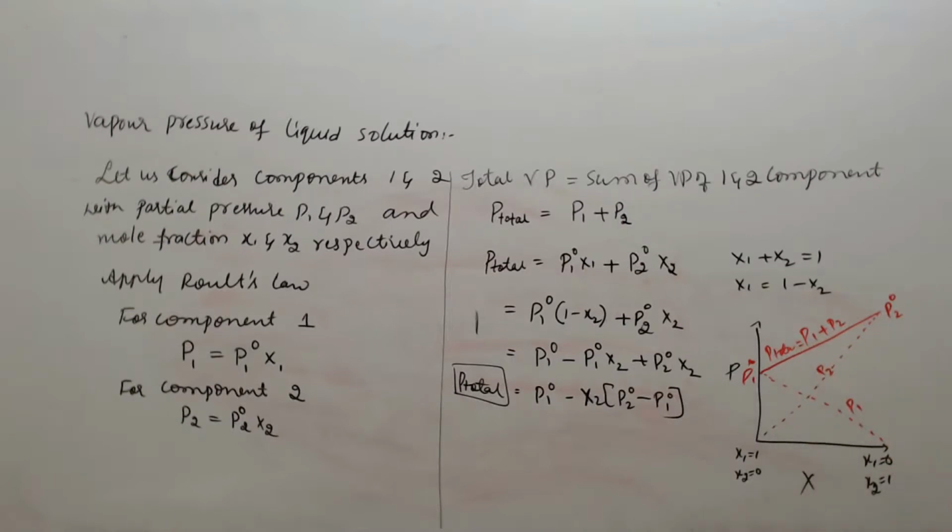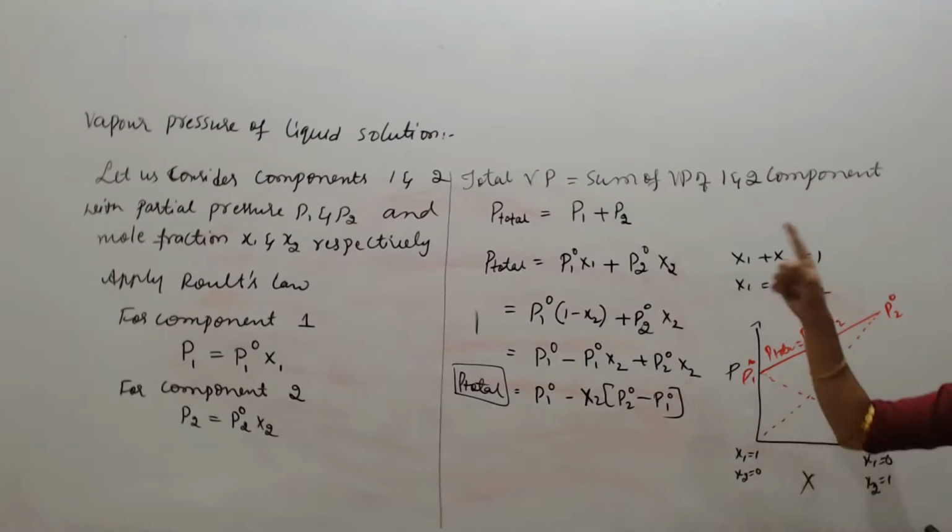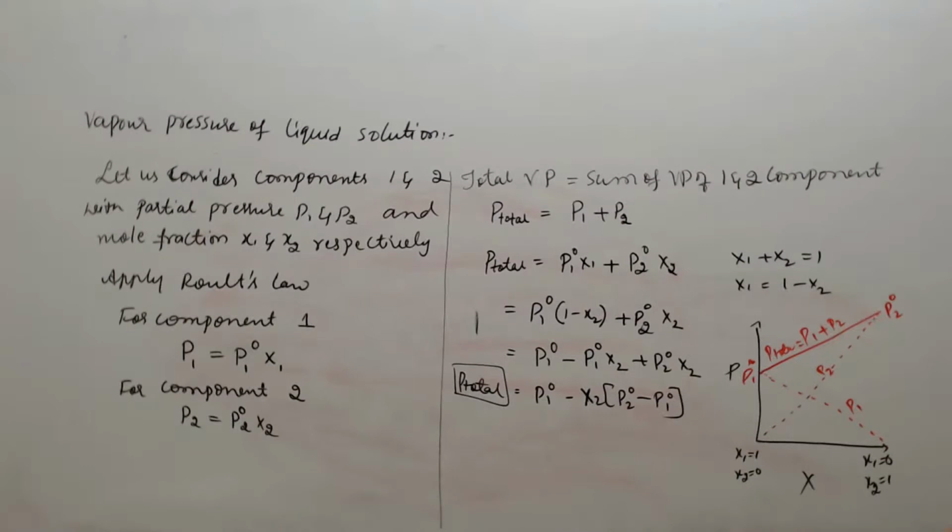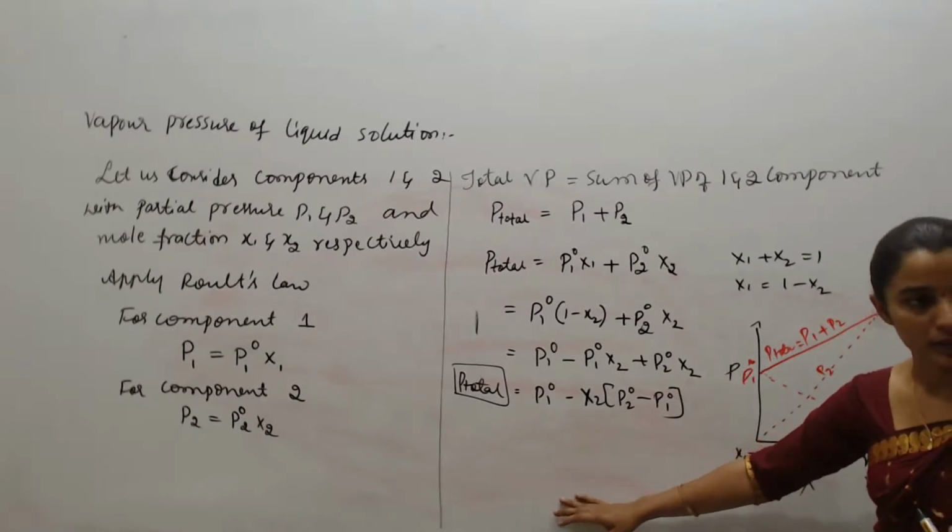Okay, so this is the graph that shows what? Listen, x1 keeps on decreasing, x2 keeps on increasing. Here x2 goes from 0 to 1, here x1 goes from 1 to 0. If the x2 value increases, then the pressure increases. Here this graph shows the entire equation for a solution of volatile compounds. So a liquid solution is there.